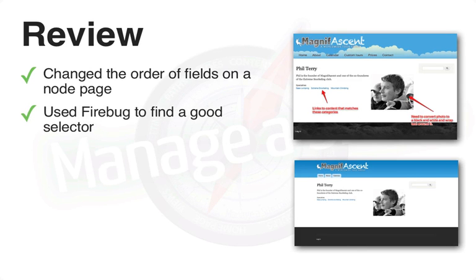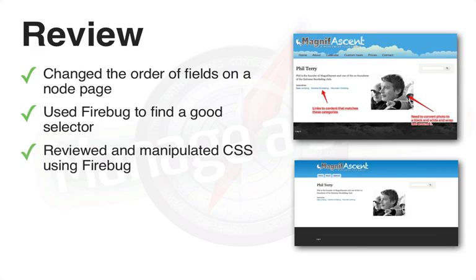We then used Firebug to find a good selector for our image so we could apply CSS just particularly to our image. We then reviewed and manipulated CSS in Firebug in order to experiment, to figure out what properties we needed to change for our image.